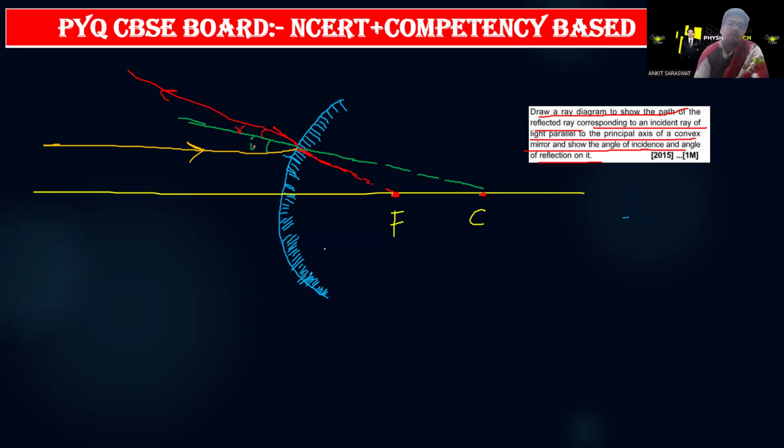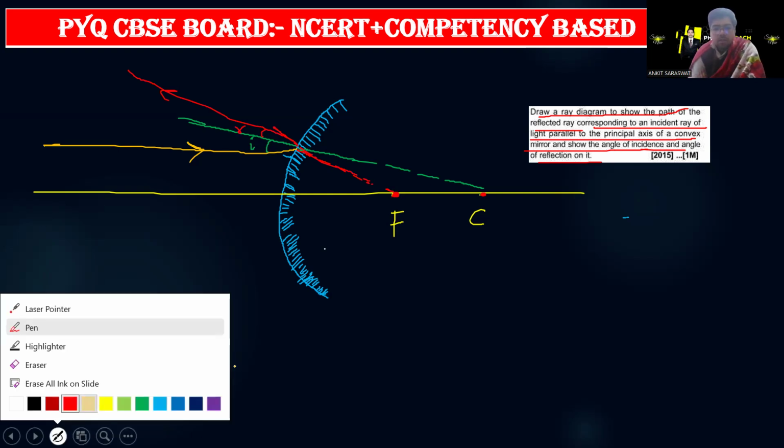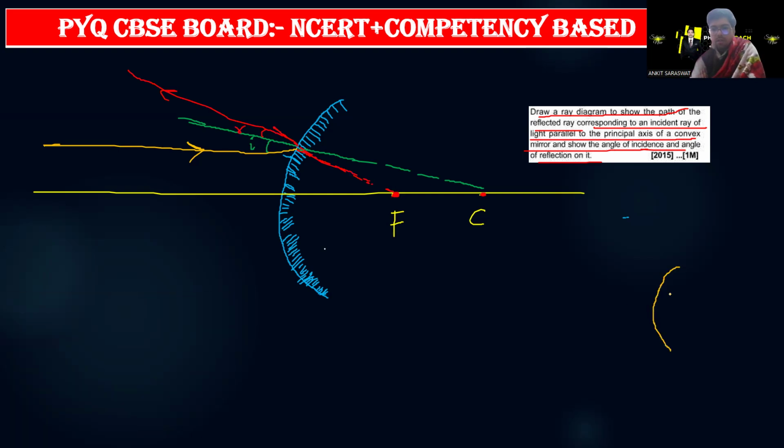Reflection, sorry. You should draw with a scale, pencil, rubber. Use it and draw properly. Yeah, it is not that tough. This is our convex mirror. Just draw like this. Do like this.